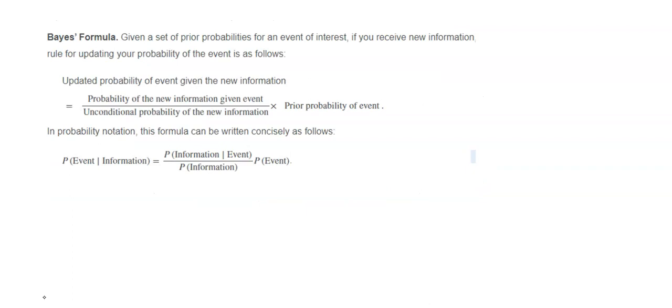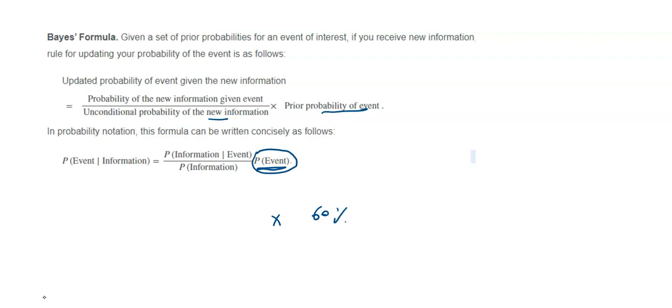Given a set of prior probabilities for an event of interest, if you receive new information, the rule for updating your probability of the event is as follows. So this is the Bayes formula. In the numerator you will put the probability of the new information given the event. Given that event, what is the probability of the new information? Divided by the unconditional probability of the new information, into the prior probability of the event. So for example, if the prior probability of rising interest rate is 60%, you will put 60% here. So you will put the probability of the event. This is the prior probability of the event.